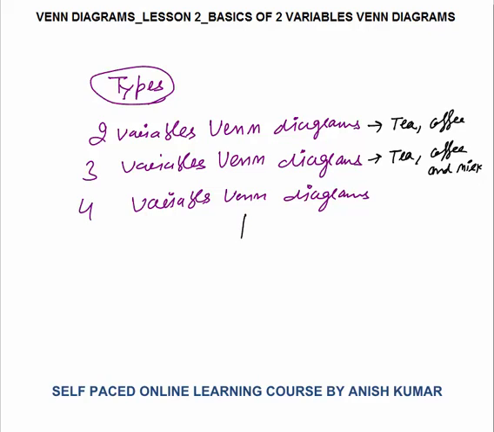for such questions we will use a three variable Venn diagram. There could be a four variable Venn diagram when people are surveyed for four variables. It could be tea, coffee, let's say milk and juice. When the people were asked a question related to their favorite drink, out of four drinks, tea, coffee, milk and juice, which of them they like, either they like one or two or three or all of them, in such cases we will use the four variable Venn diagram. So in this lesson I will discuss the basics of the two variables Venn diagram.